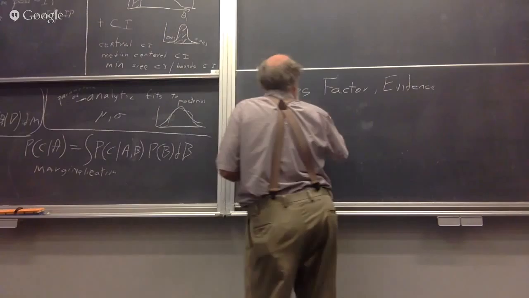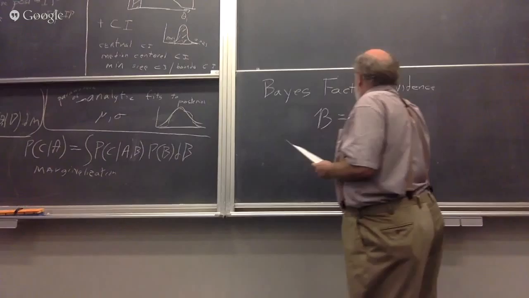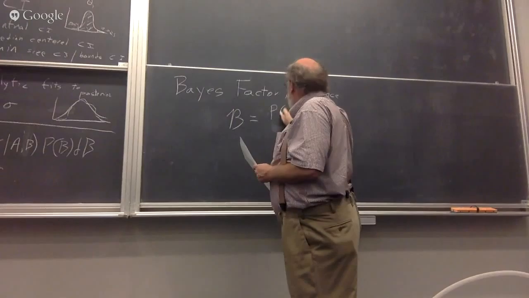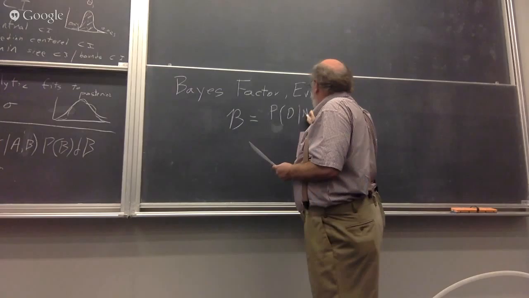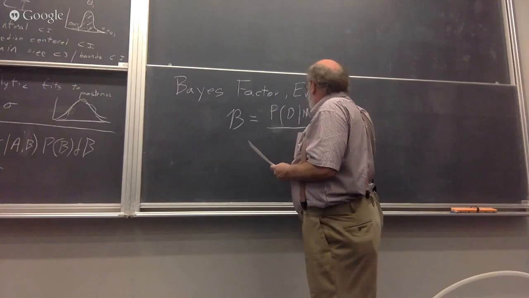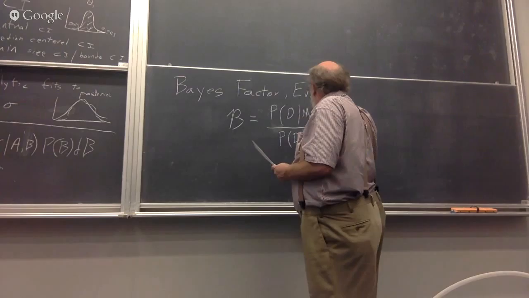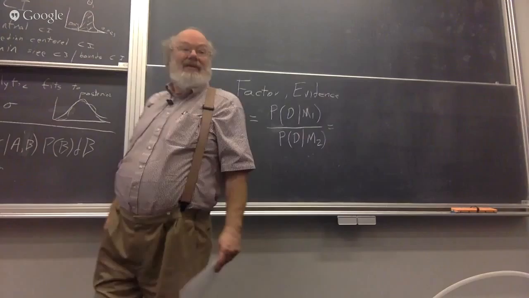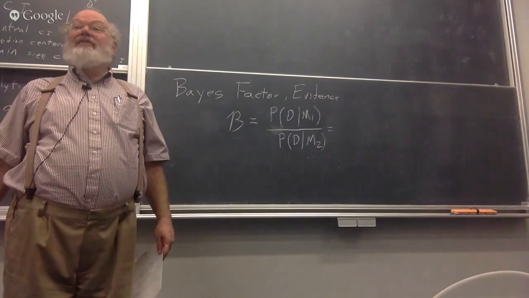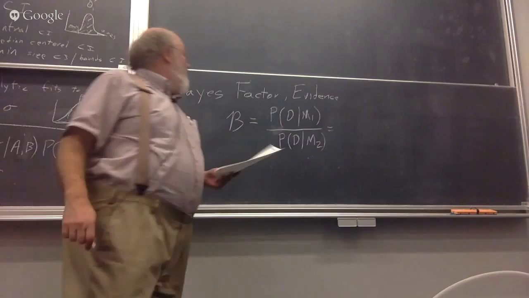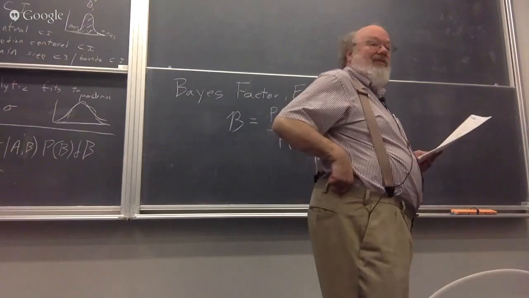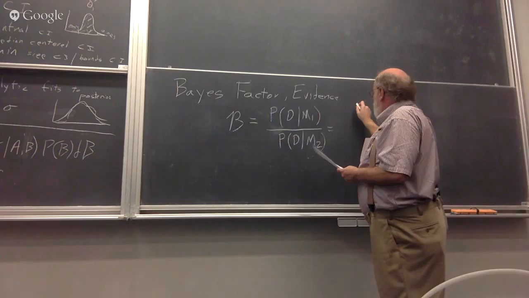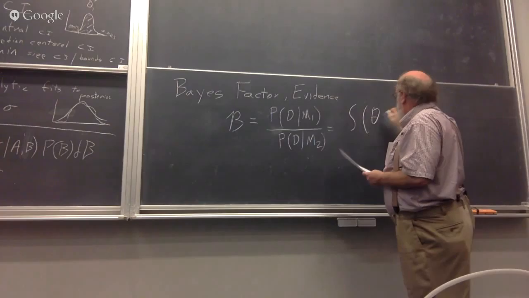It's a way of, in a sense, getting around the posterior, or summarizing it. So the Bayes factor is defined as the probability of the data given one model, divided by the probability of getting the data given some different model two. This is supposed to be the ratio of the chance that one model gave you the data to the chance that the other model gave you the data. So, the likelihood ratio, right? Yeah, that's also called the likelihood.